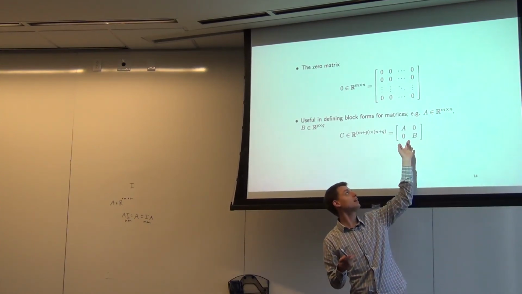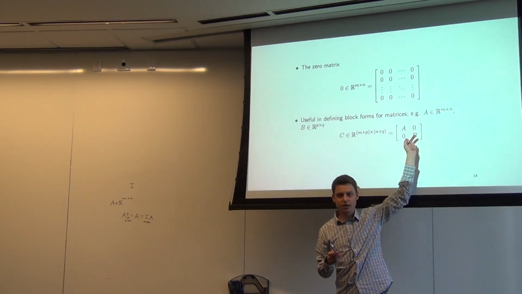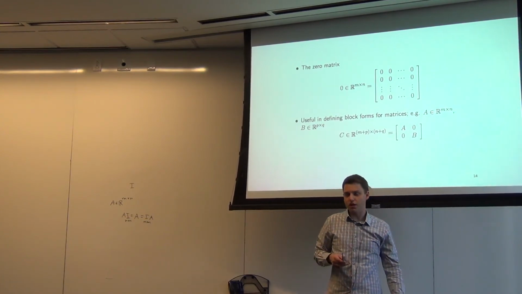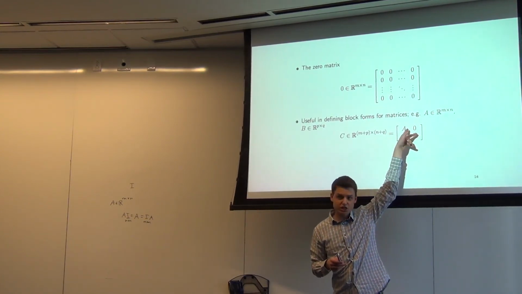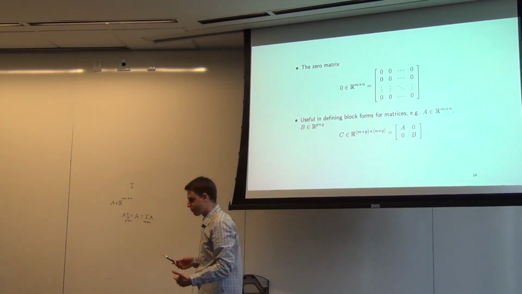So this is a block matrix where this block is A, this block is all zeros, this block is zeros, and this block is B. And now, of course, the size of those zero blocks is defined by the size of the other blocks, so we don't have to bother writing it. We know what size they are. We don't have to worry about it.